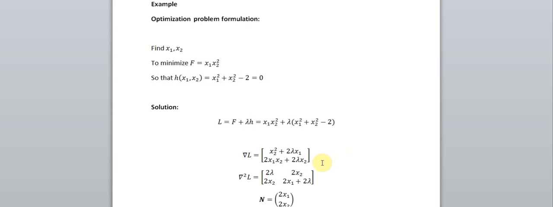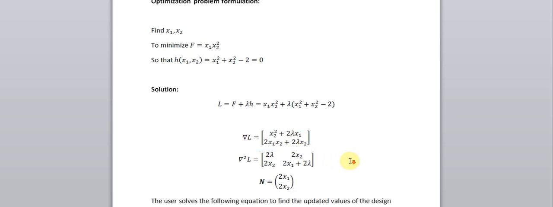In order to find a linear approximation, we find the gradient. Here is the gradient. These are the derivatives of the function with respect to x1 and x2. And this is the second derivative. And this is a matrix, the Hessian matrix, with 4 terms.